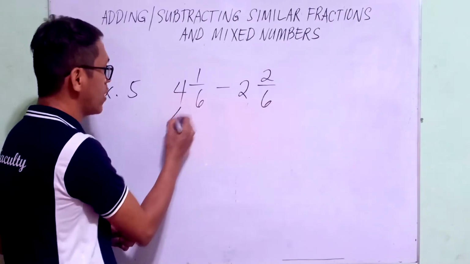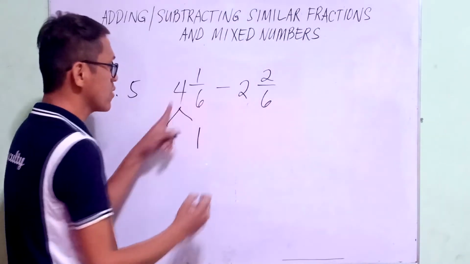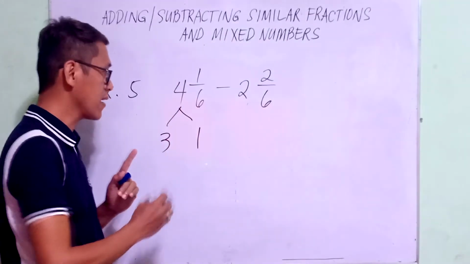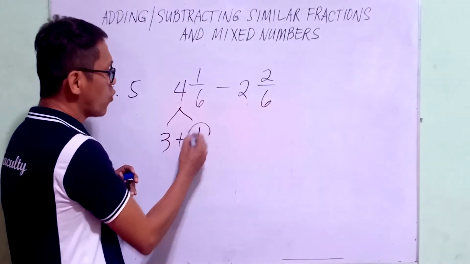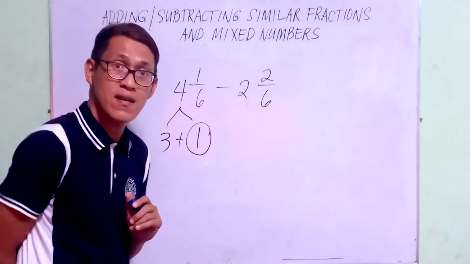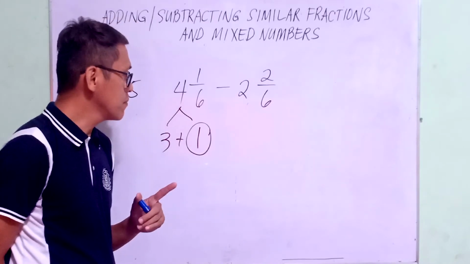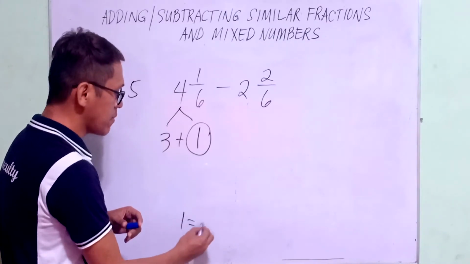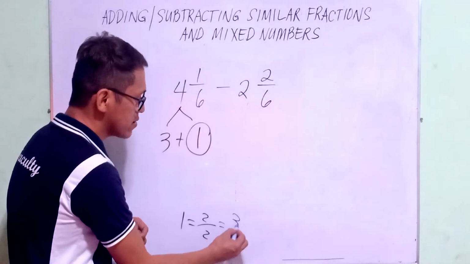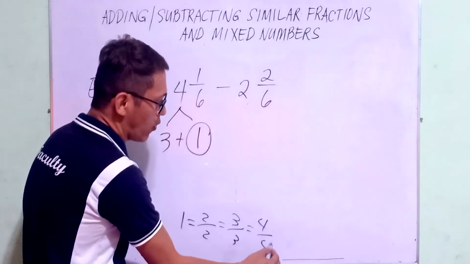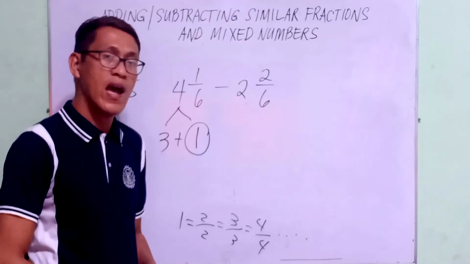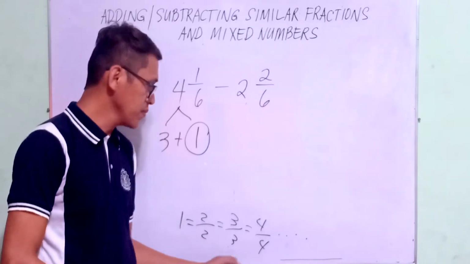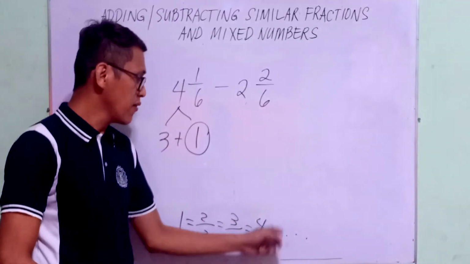So let's split the 4. Since you borrow 1, let's get 1 from here. So 4 minus 1, so the other number is 3, correct? Then what will you do with this 1? Change that 1 to a fraction, correct? By the way, you have to remember that 1 is the same as 2 over 2, the same as 3 over 3, same as 4 over 4, and so on. So you have to change 1 into a fraction. Remember, 1 can be written as 2 over 2, or 2 halves, 3 thirds, 4 fourths, and so on.